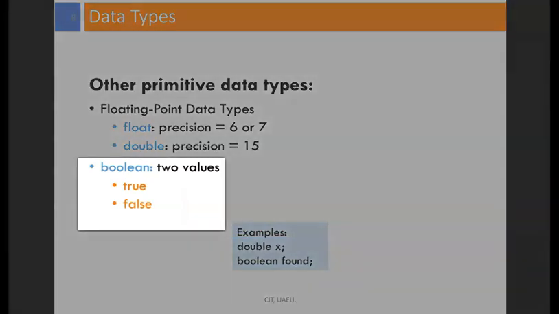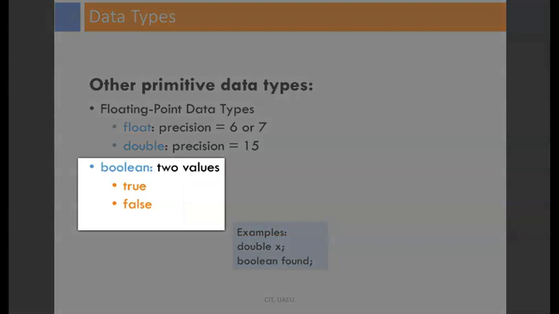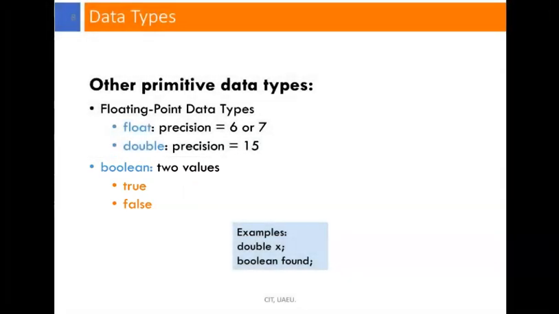And finally, we have the Boolean data type. This is a special type used when you're handling logical expressions that you want to evaluate to either true or false.